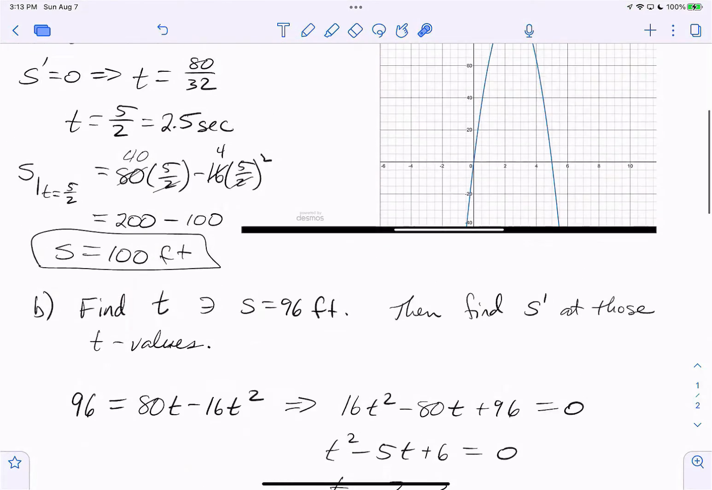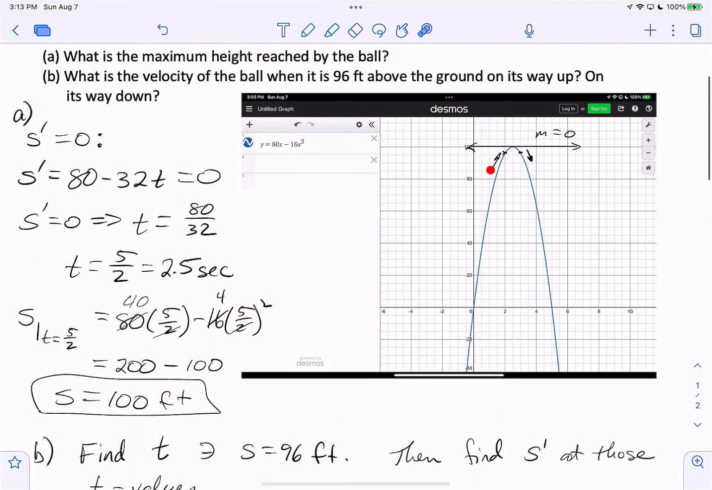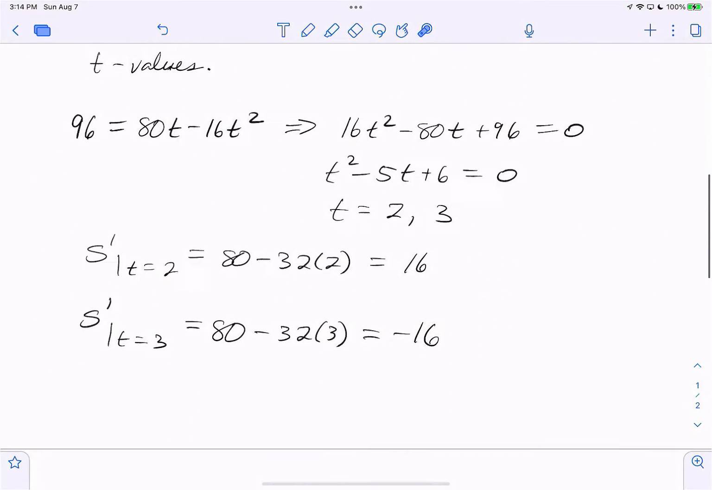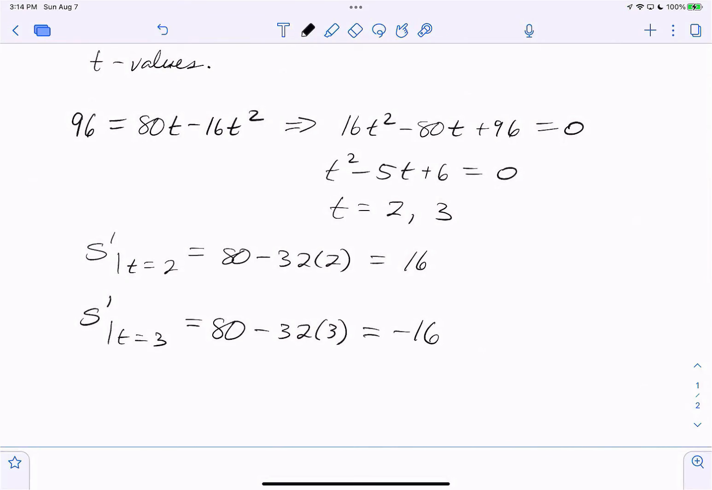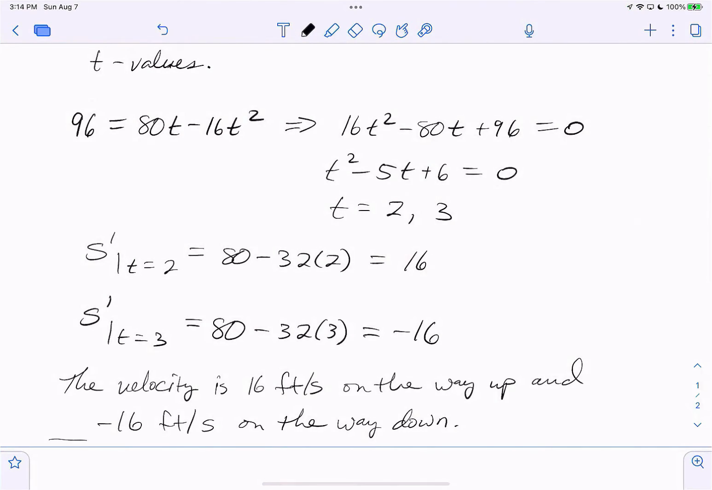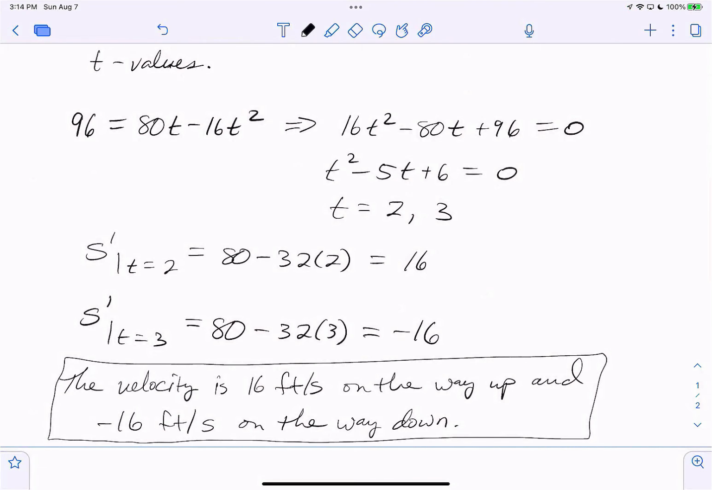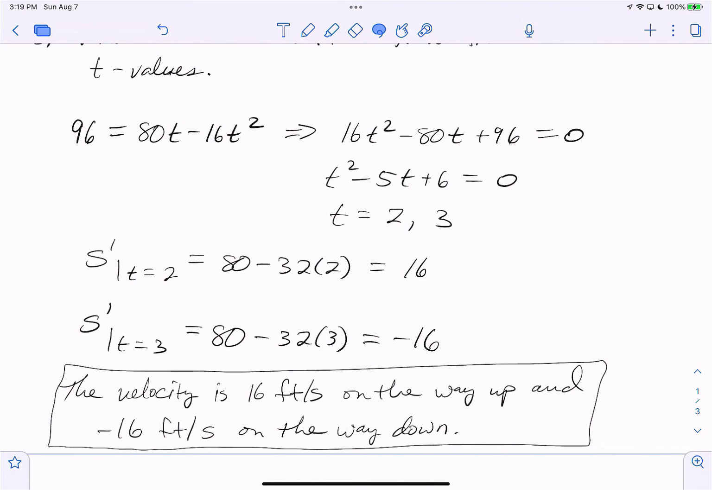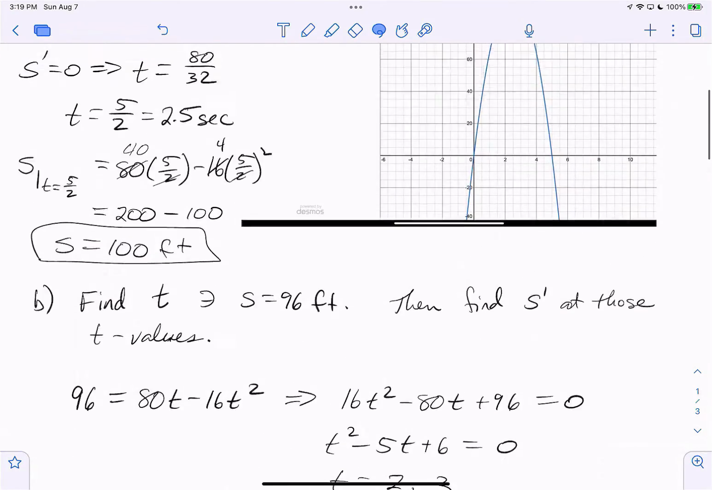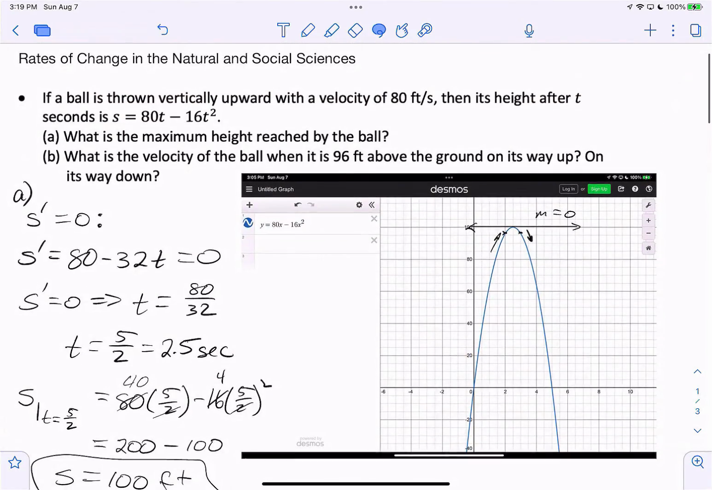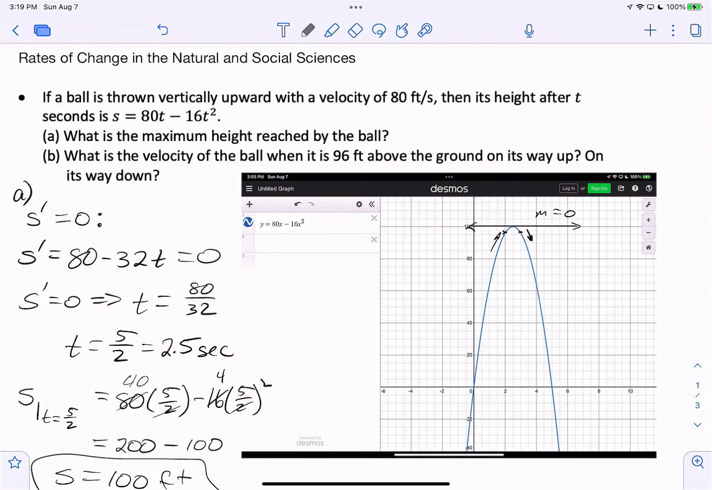That should make sense. 16 feet per second on its way up, negative 16 feet per second on its way down. That implies that up is positive and down is negative. To wrap this up, we're going to say that the velocity is 16 feet per second on its way up and negative 16 feet per second on the way down. I blew right past how the derivative of position is velocity. We talked about it in a previous video, but I'm just going to take a moment here. We used s prime.